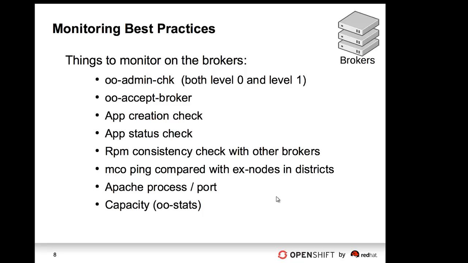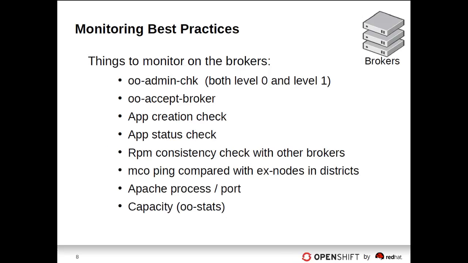Another thing we do is MCO ping, and what we do is we actually compare that with what's in the districts. So we go and grab the list of nodes that are in the district, then we do an MCO ping, and we look at the two to see that every single node that's in a district also is pingable through mcollective. And in that fashion, we can actually see if that node is having problems with its mcollective. We can see that right away.